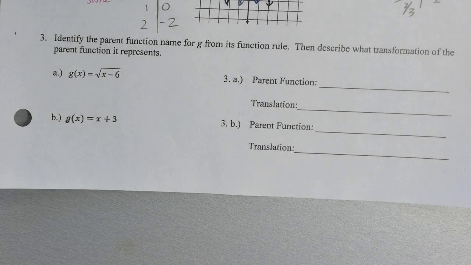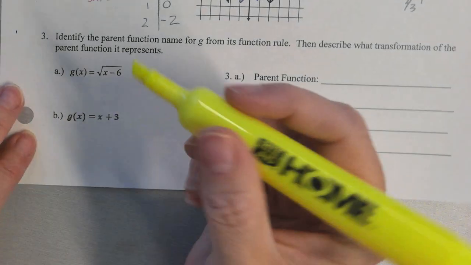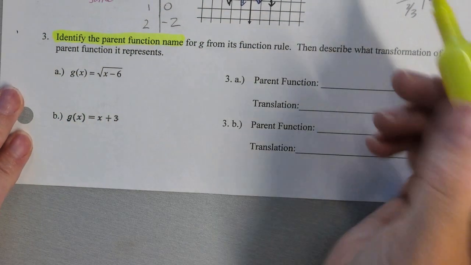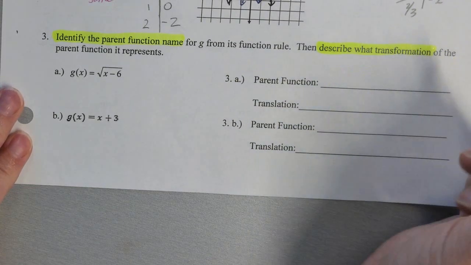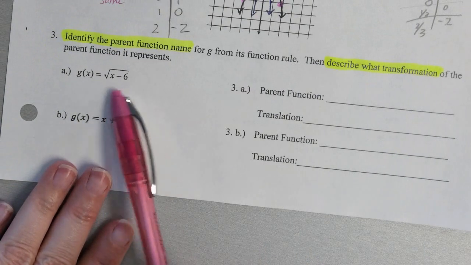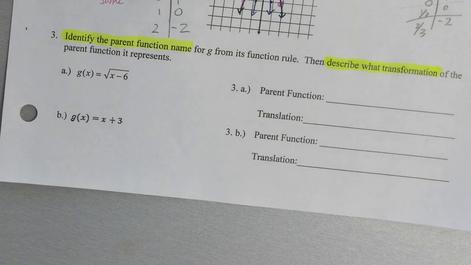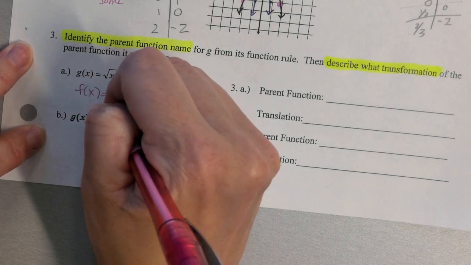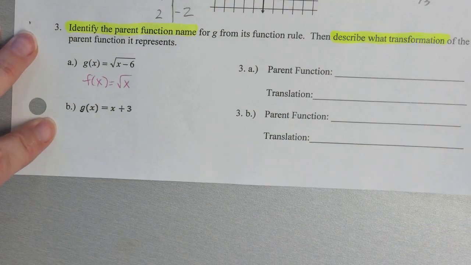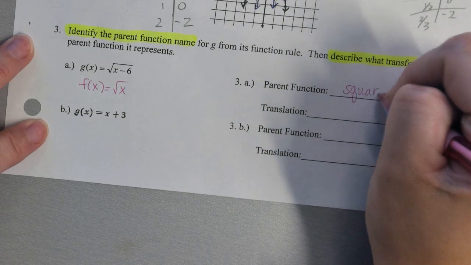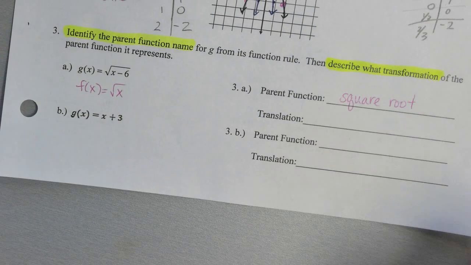All right, and then this one says to identify the parent function name from its function rule, and then you have to describe what transformation it represents. A lot of people did this wrong at first. Do you guys remember what I told you is a good way to check this? You could graph it. So the name of the parent function is the square root function.